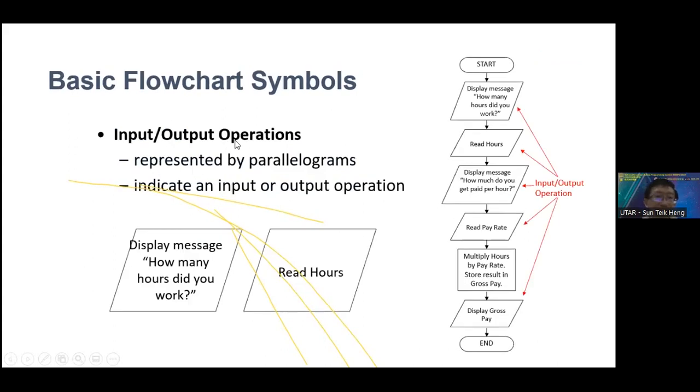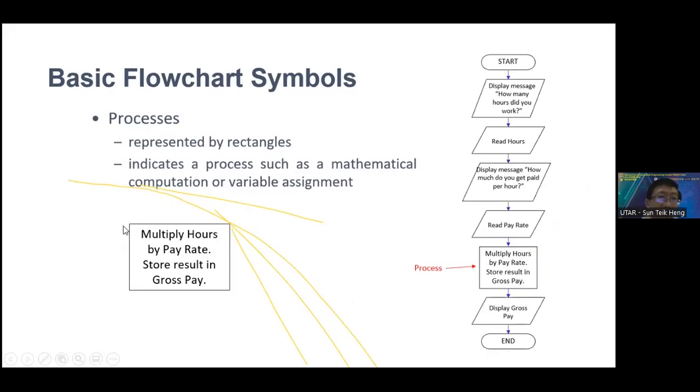For the input-output operations, this is represented by the parallelogram symbol, this type of symbol here, that indicates input or output operations, for example, displaying some messages or getting some input from the users. And the rectangles are the process symbols, used to do some processing, for example, arithmetic computations, like what you have seen just now. We actually computed the gross pay. So this is a process, a mathematical computation, so we use the rectangle symbol.